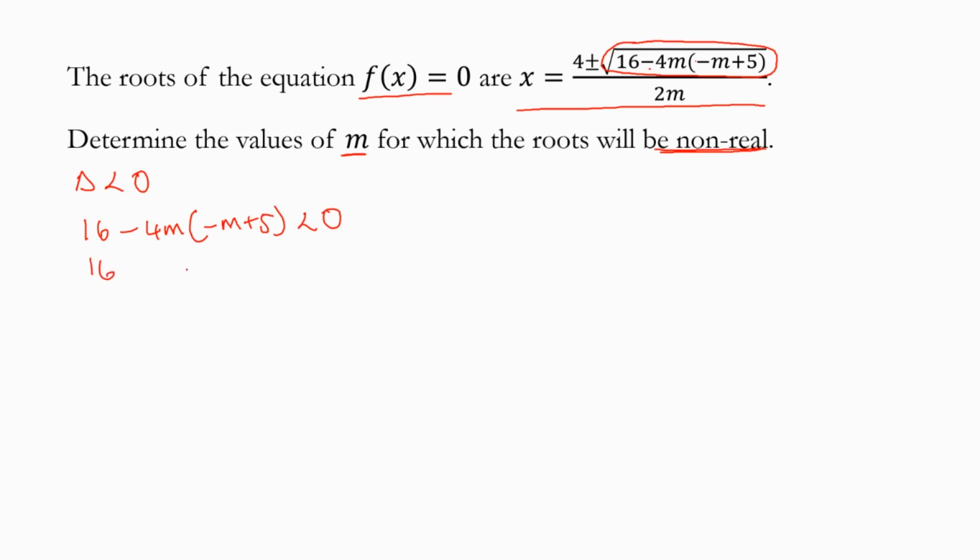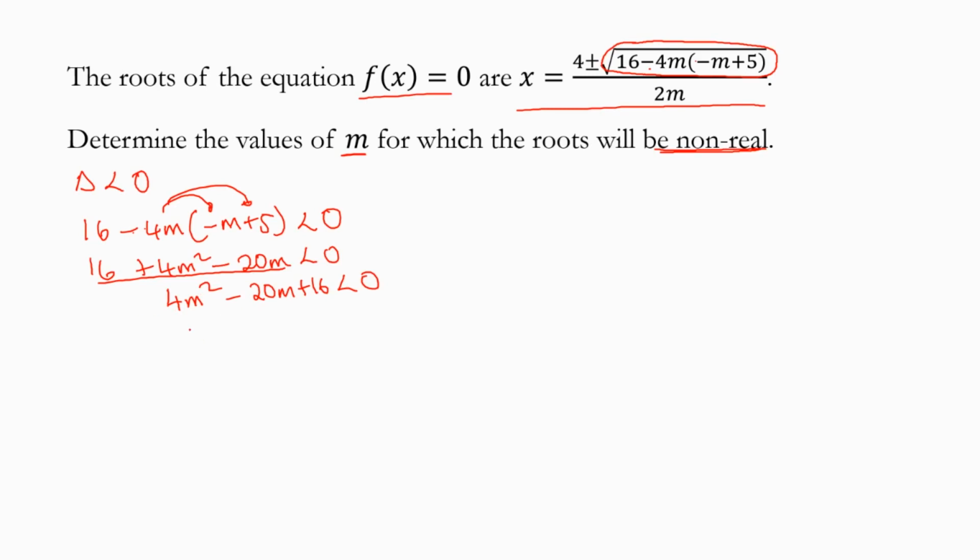So it becomes 16. Let's distribute this. And then it becomes positive 4m squared, negative times negative. And then minus 20m less than 0. Okay, let's get our standard form. 4m squared minus 20m plus 16 less than 0. We're just changing things on the same side of the inequality, so there's no change of sign there. And then we can divide everything by 4. Again, the inequality sign is not going to change because we're dividing by a positive number.